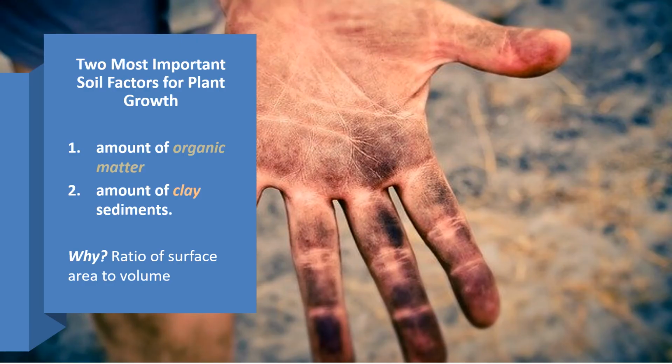So in short, the two most important soil factors for plant growth boil down to the amount of organic matter that's in the soil and the amount of clay sediments present. The person in this picture is showing their hand stained with clay and organic matter from soil. Soils that are really high in organic matter and have the correct proportion of clay particles are better at holding on to soil nutrients and water because they have a high surface area to volume ratio and they have the ideal pore size distribution.